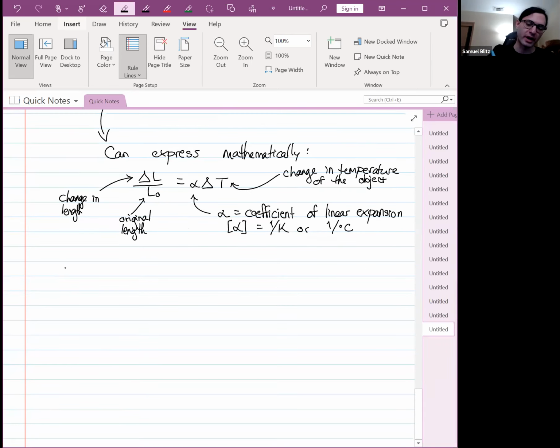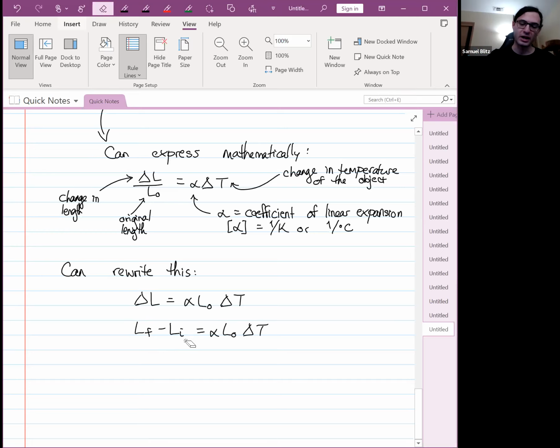And so we can actually just rewrite this, perhaps in a friendlier way. So we would have that delta L is equal to alpha times L naught times delta T. So this would tell you how much the length changes by in terms of the original length, the change in temperature, and the constant. But delta L is just the final L minus the initial L, meaning the final length minus the initial length. So that's equal to alpha L naught delta T. Sorry, that should be L naught, not Li, so that they're the same thing.